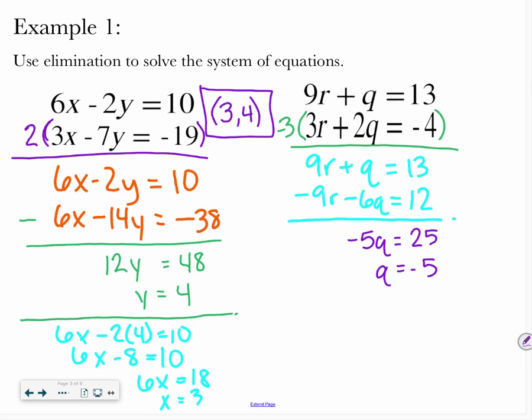Once I divide both sides by that negative 5, then, just like before, I have to take that value and plug it into one of my starting equations. So if I do 9r minus 5, so I'm replacing my q with the negative 5, equals 13. I now have 9r equals 18, or r equals 2.